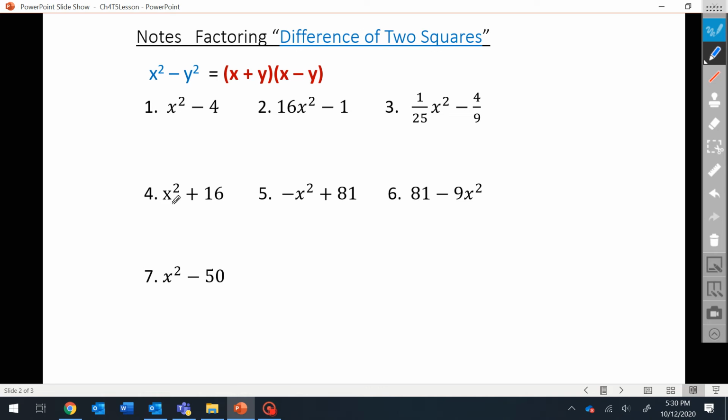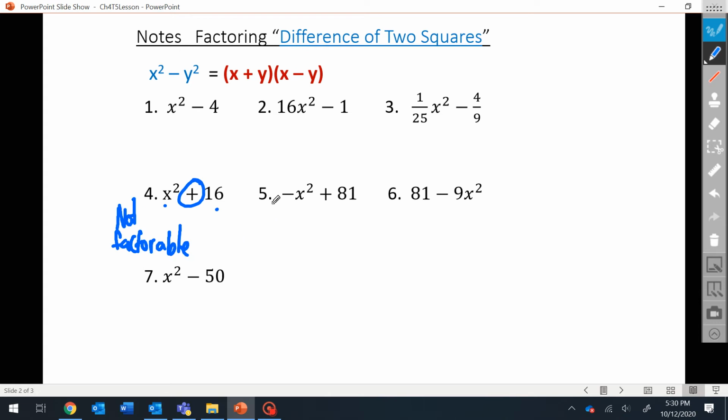Number 4, x squared plus 16. Well, this one has 2 terms, but it's not a difference, it's a sum. And we're looking for a difference. It has to have subtraction between them. So this is not factorable, at least not in the way we're trying to do it. So this is not factorable.